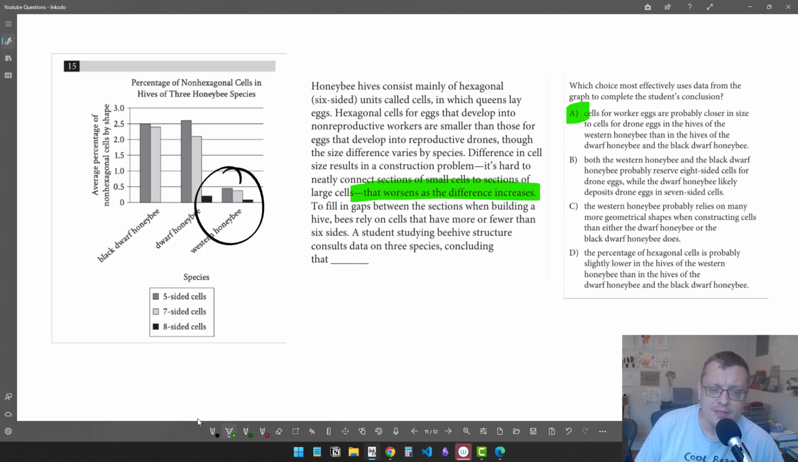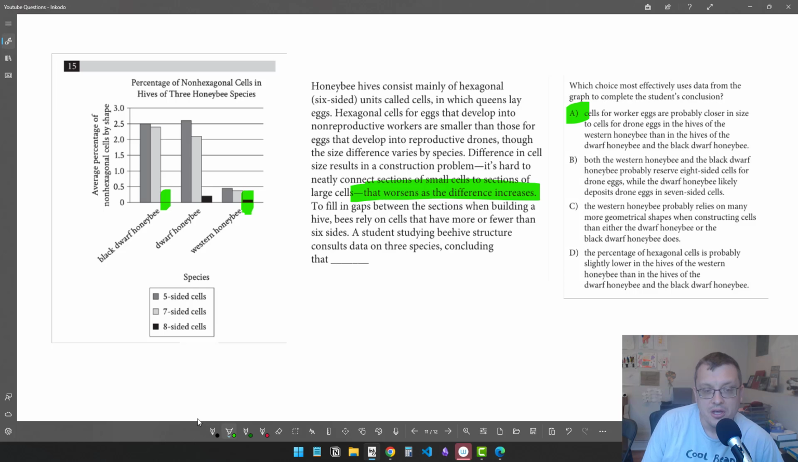B: Both the Western honeybee and the black dwarf honeybee probably reserve 8-sided cells for drone eggs, while the dwarf honeybee likely deposits drone eggs in 7-sided cells. I don't know where we would even begin to try to support something like this. First off, they are, for some reason, drawing a commonality between the black dwarf and the Western and their 8-sided cells, when black dwarf doesn't use any 8-sided cells, and Western honeybee does a little bit. But the black dwarf doesn't have any, so why would it say it reserves its 8-sided cells for drone eggs? They don't have any. I don't know. We just don't know if they do. There's just no basis for this.